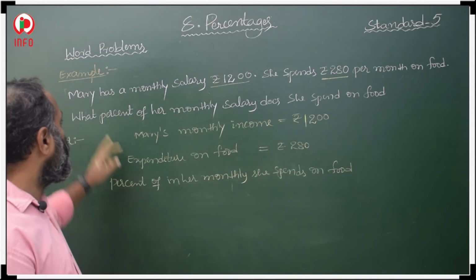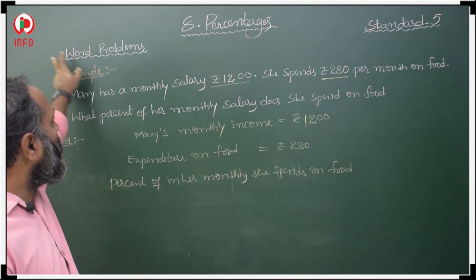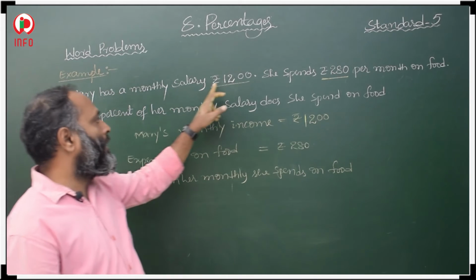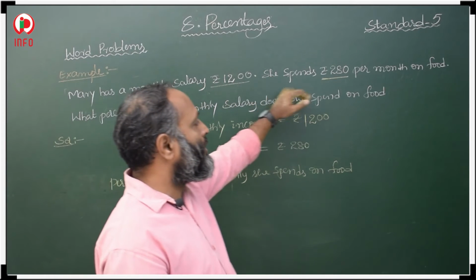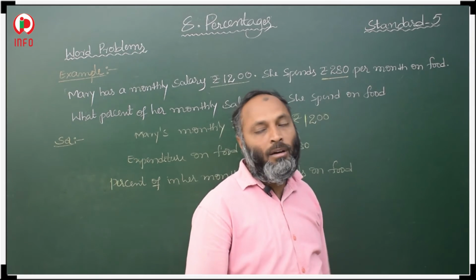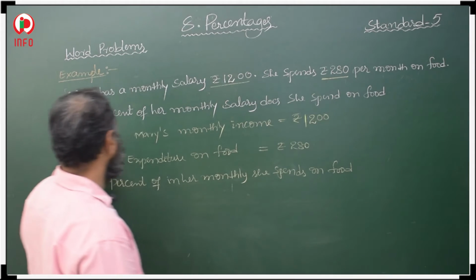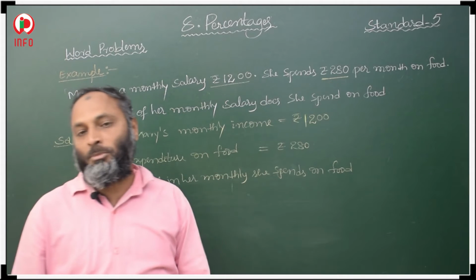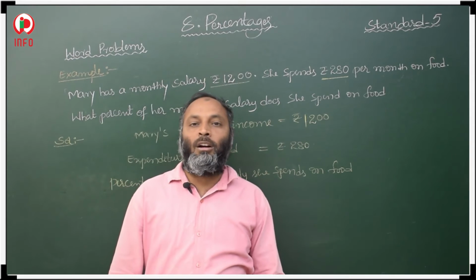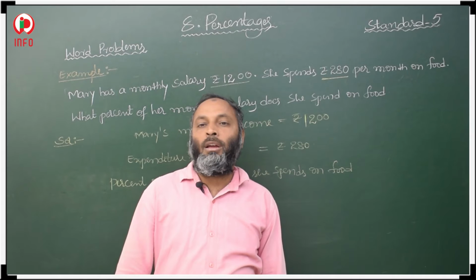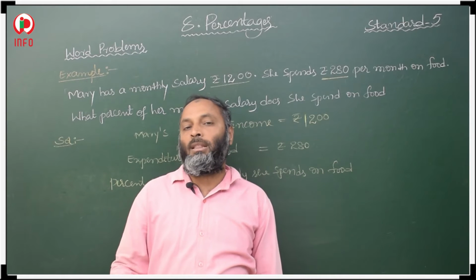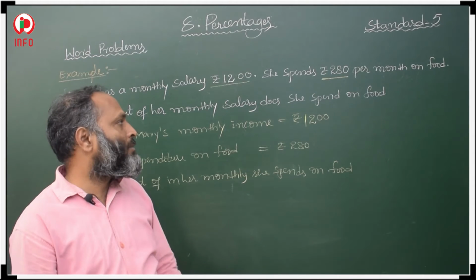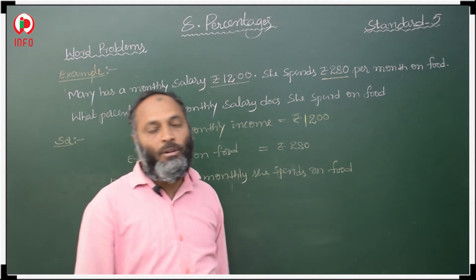Now see here, in the word problem in the example, Mary has a monthly salary of 12,000. She spends 280 per month on food. Then what percent of her monthly salary does she spend on food? Percent we have to find. Here total income is given. Her monthly income is 1200 rupees. In that she spent 280 rupees on food.